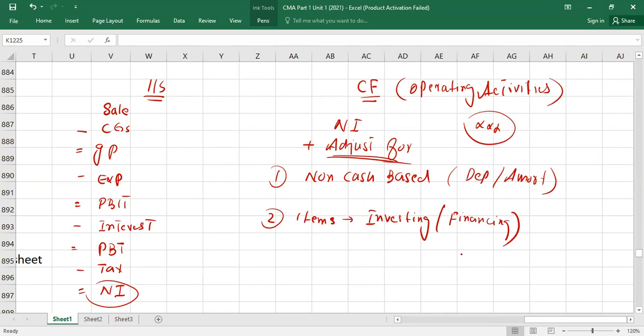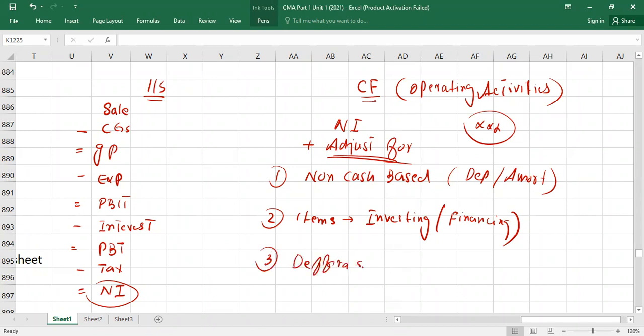Examples: we sold non-current assets. You know, non-current assets are investing activities. We sold it and we got a gain or loss on that. That gain or loss is included in the income statement, and we have to remove it from here because it belongs to investing or financing activities. Same here, you could sell investments, bonds or stocks of other companies, which is part of investing activities. But the gain or loss on the sale of investments is included in the income statement. So we need to reverse it from here. Clear?